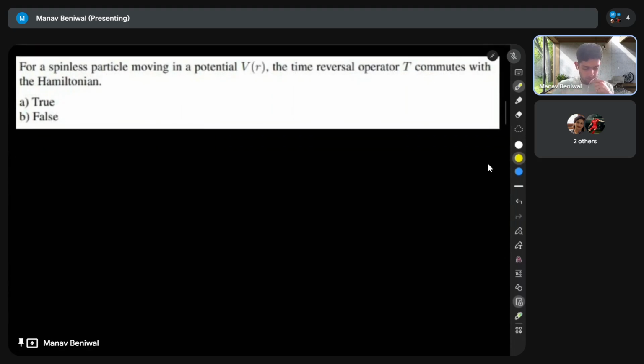Another true or false problem. Here we are given a spinless particle moving in a potential V of r. The potential V of r is a radial potential, right? It has this radial symmetry, for example the Coulomb potential. And then the question is: the time reversal operator T commutes with the Hamiltonian.